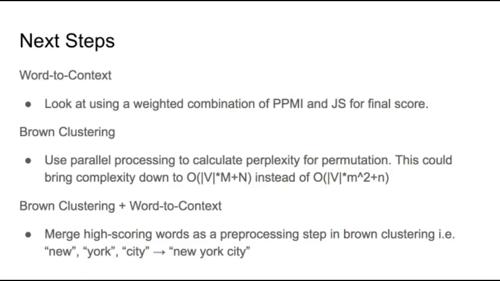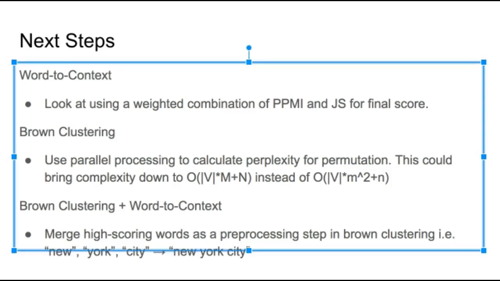Overall, I thought this was a pretty interesting final project. Both the Brown clustering had a lot of learnings in terms of programming an algorithm from scratch, and I think I found some interesting insights with the word to context, especially around the differences between pointwise mutual information and Jaccard similarity. Moving forward, I think there's several next steps I could take to enhance both approaches. For the word to context, I think we could look at maybe using a weighted combination of both pointwise mutual information and Jaccard similarity to come up with a final score.